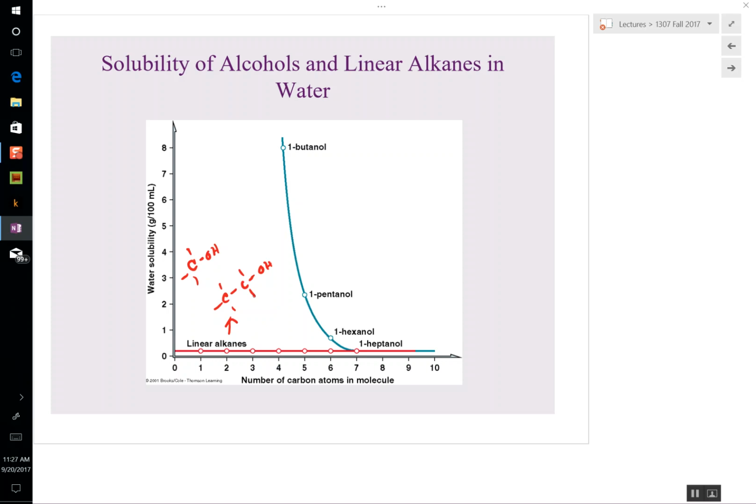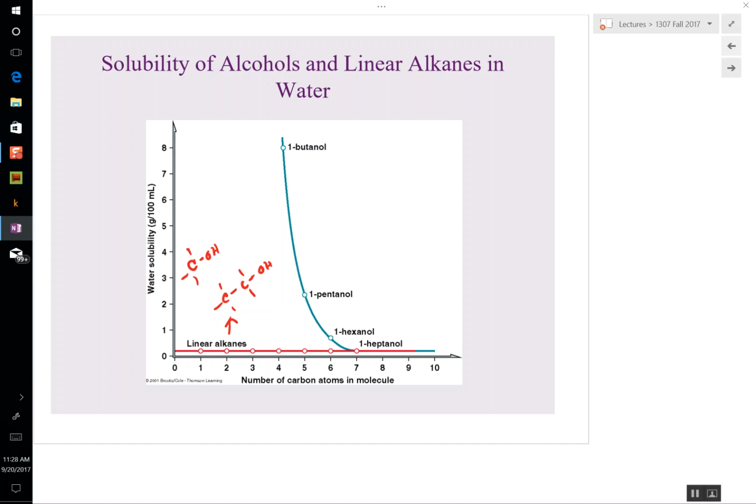And there's 5 carbons, 6 carbons. By the time we hit 7 carbons long, the alcohol is acting like an alkane. The solubility has dropped off so far that you can hardly tell the difference between hexanol and heptane in terms of its solubility in water.